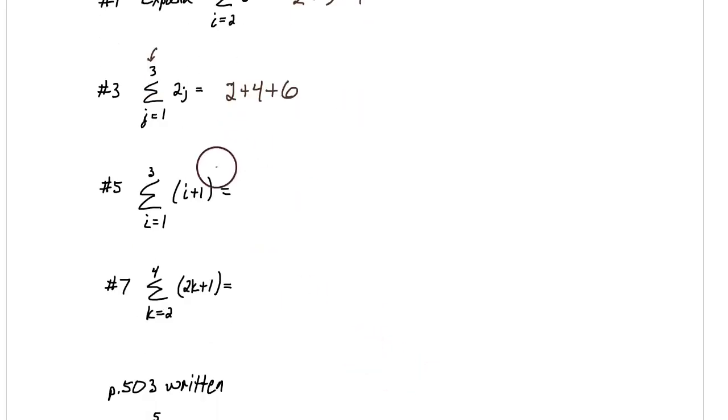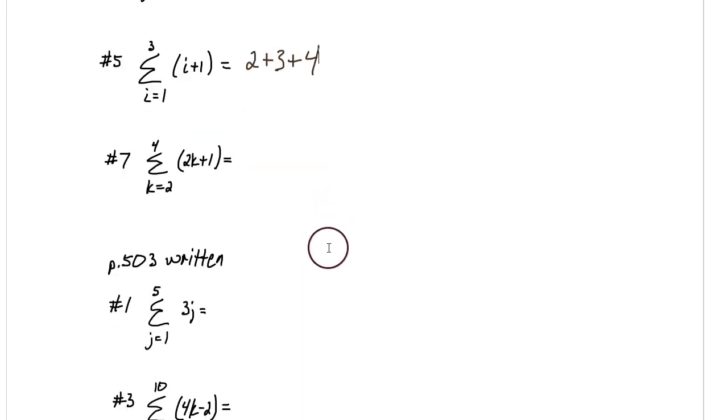Number 5, here's the formula that we're going to put numbers into. We're told to begin by putting in 1 for i. So 1 plus 1 is 2. 2 plus 1 is 3. 3 plus 1 is 4. And then number 7, substitute starting with 2 for k. 2 times 2 plus 1 is 5. Now put in 3. 2 times 3 plus 1 is 7. Now put in 4, and this makes 9.